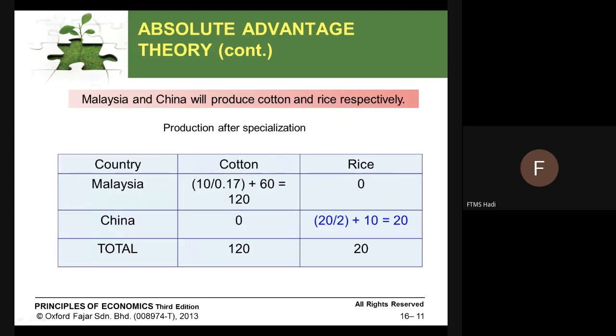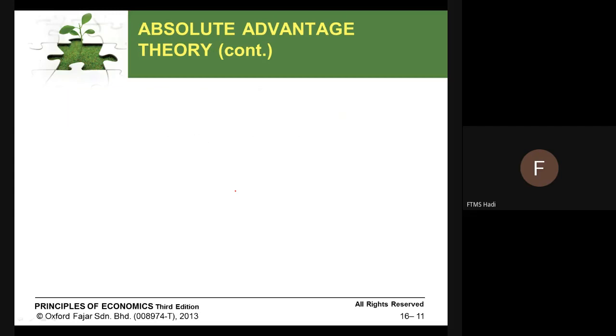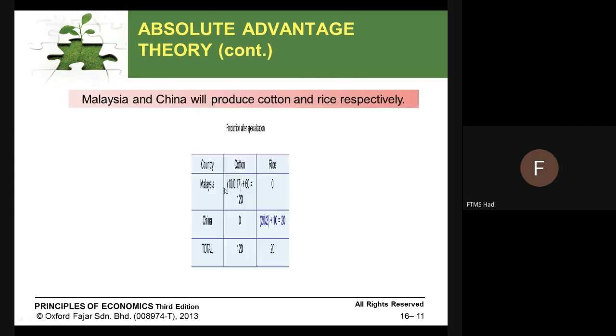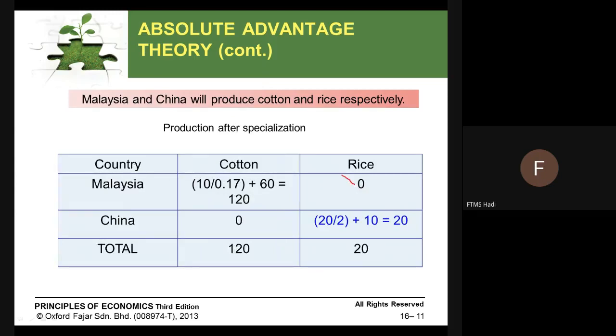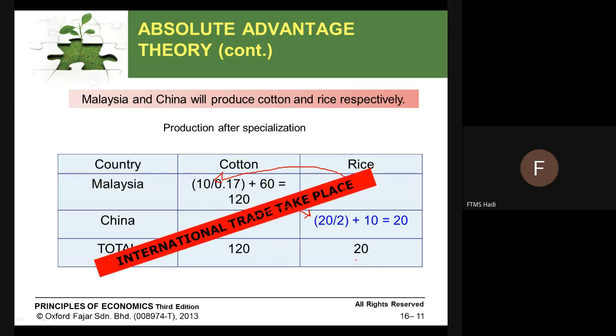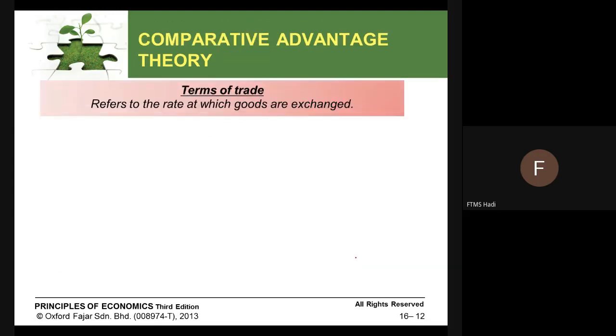Okay, production after specialization. So these are the calculations whereby 10 divided by 0.17, which is 10 from the right side. 10 is transferred from there. 10 divided by 0.17 and then plus 60, the original one, it will become 120. That means once they transfer, it will become nil. And then this one will transfer to this one, which is originally 20, divided by 2, plus 10 is equal to 20. So therefore, total for cotton is 120 and rice is 20. International trade takes place.